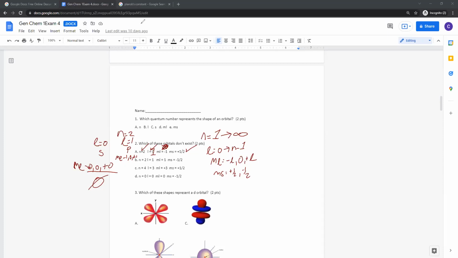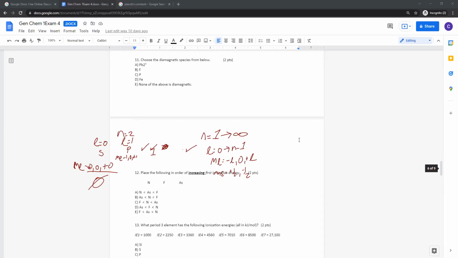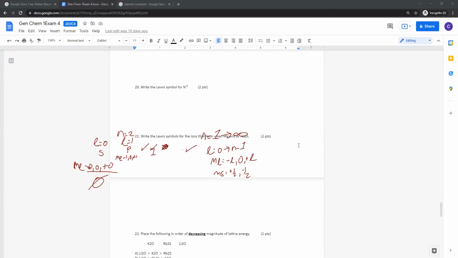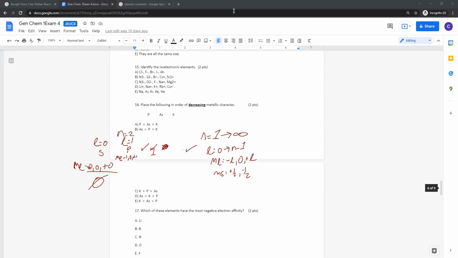Can I do 15? Isoelectronic means they have the same electron configuration, right? So let's do, so C is the right answer, right?